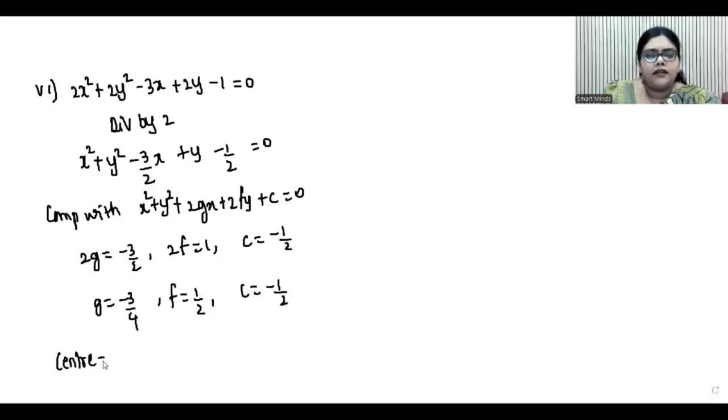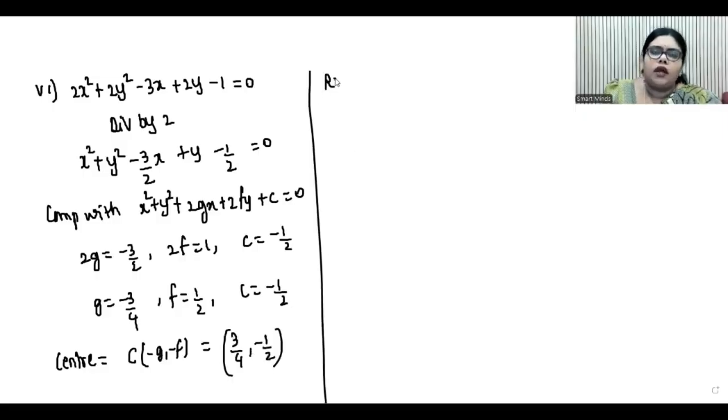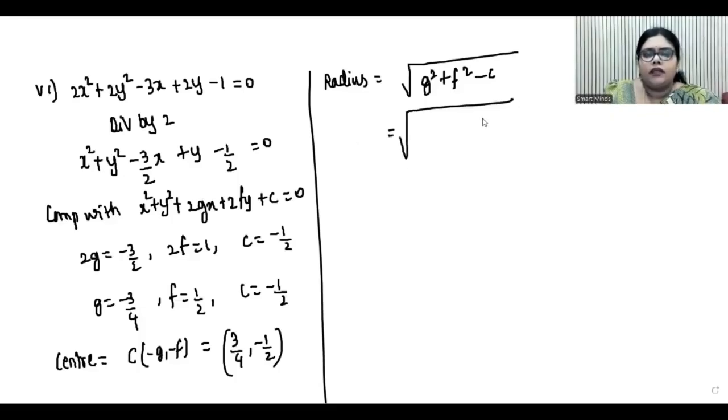So what is the center? Center is (−g, −f), that is (3/4, −1/2). This is the center. Now what is the radius? Radius is root over g² + f² − c. That is root over 9/16 + 1/4 − c, where c is −1/2. So minus of minus will become plus 1/2.